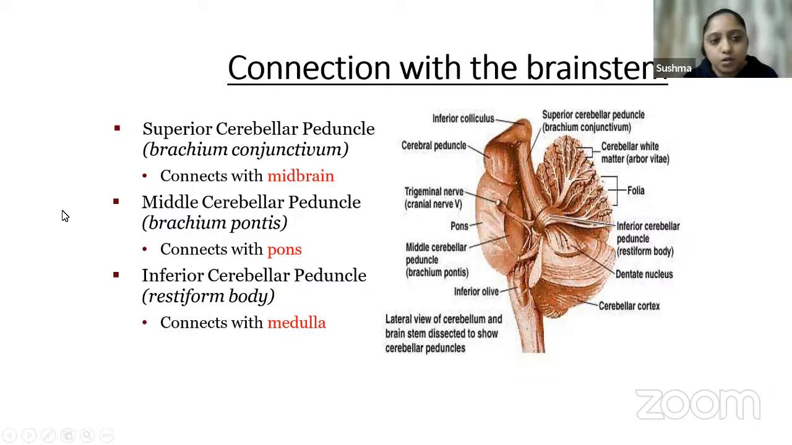Superior cerebellar peduncle is also called brachium conjunctivum, middle is brachium pontis, and inferior is restiform body. Just fancy names. A lot of fancy names in cerebellum, guys. I suggest that you don't really think about it. You don't really try to memorize it. Just know that superior cerebellar peduncle connects with midbrain, middle with pons, inferior with medulla. As simple as it gets.